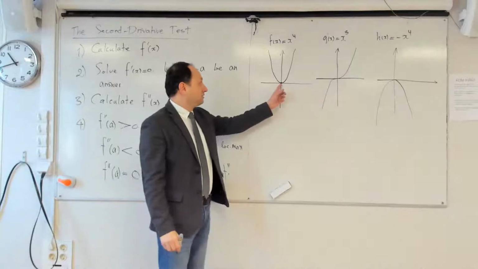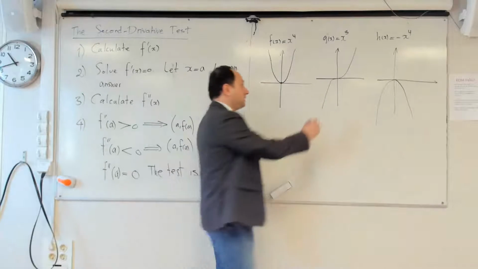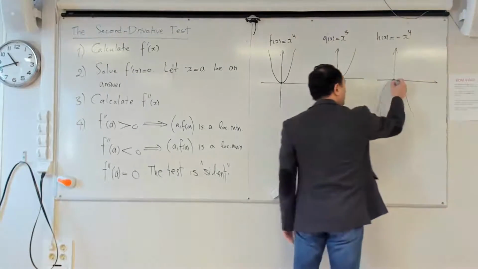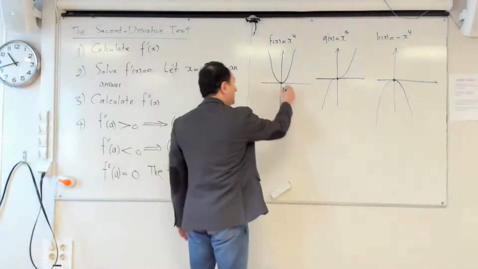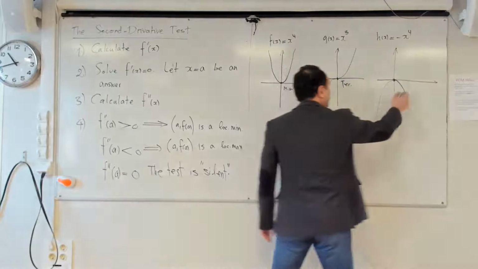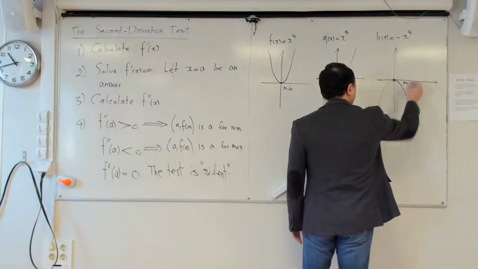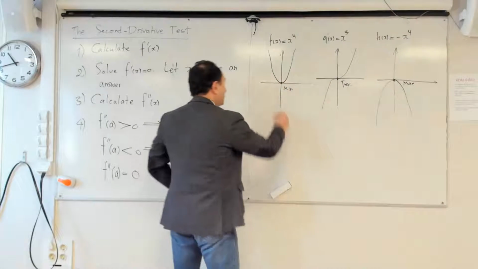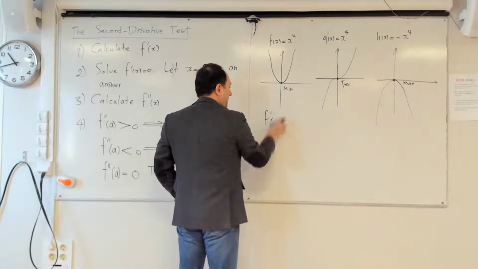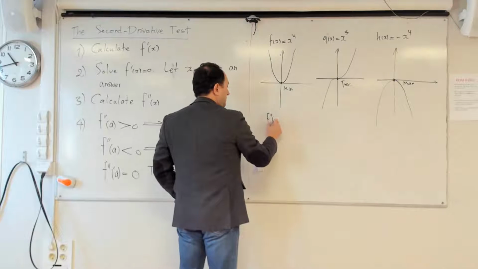Everyone, yes? What is that? Local minimum. What is the nature of this point? A terrace point. What is the nature of this point? Maximum. So here, minimum, terrace, and then here, maximum. But let me check the derivative of this function at 0. Let me calculate the derivatives.